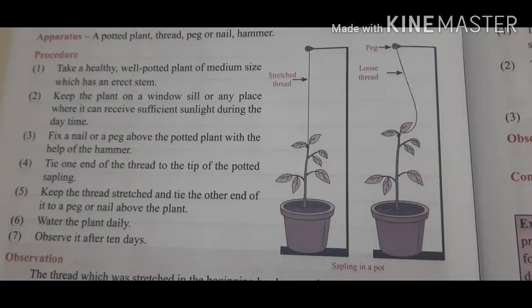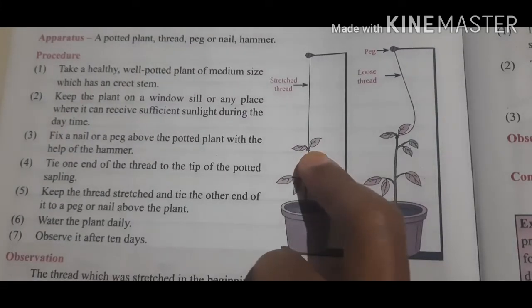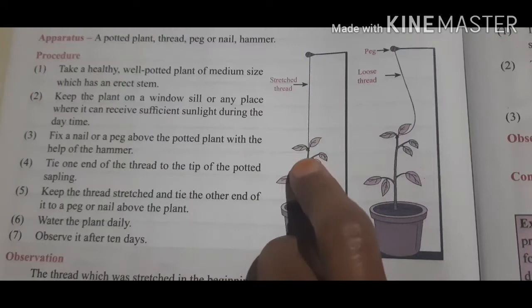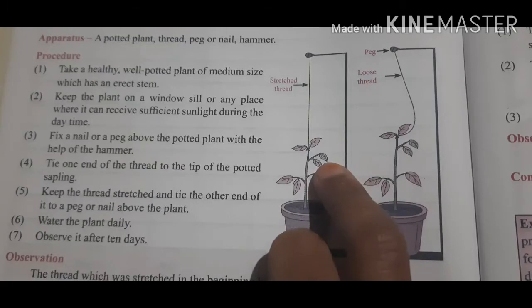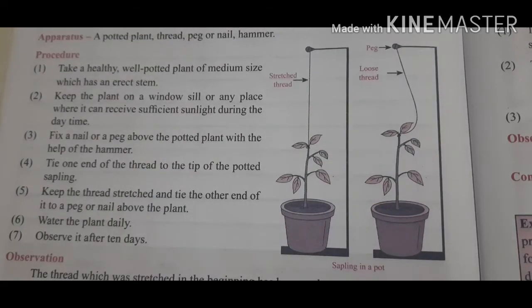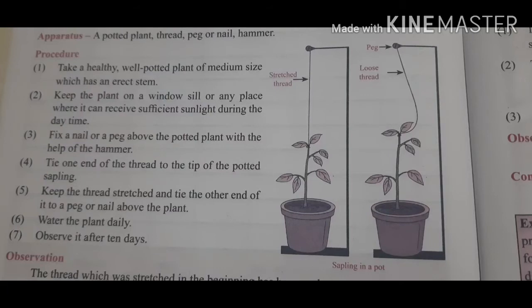Fix a nail or a peg above the potted plant with the help of a hammer. Then tie one end of the thread to the tip of the potted sapling. Here you have to tie the thread. Okay, now if you see this, the condition of the thread, it is very much stretched, लेकिन एकदम सीधा दिख रहा है आपको. Yes, then keep the thread stretched and tie the other end to the peg or nail above the plant. Water the plant daily and observe it after 10 days.